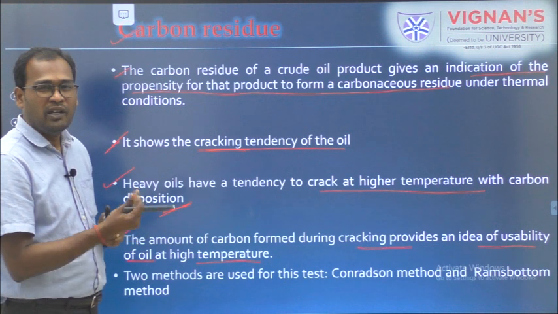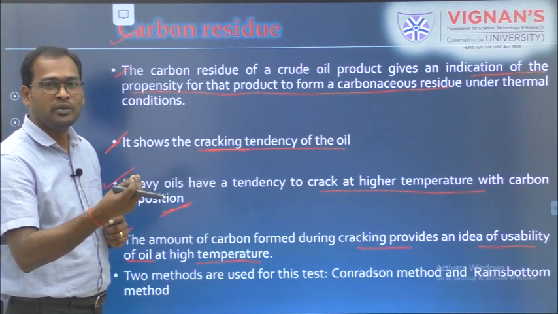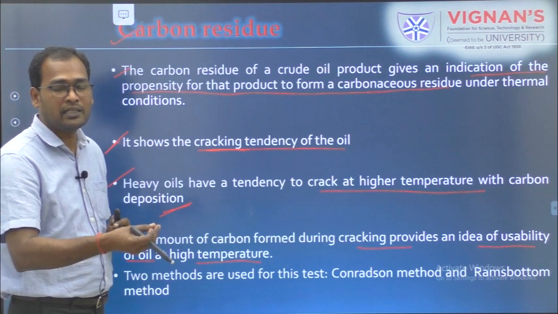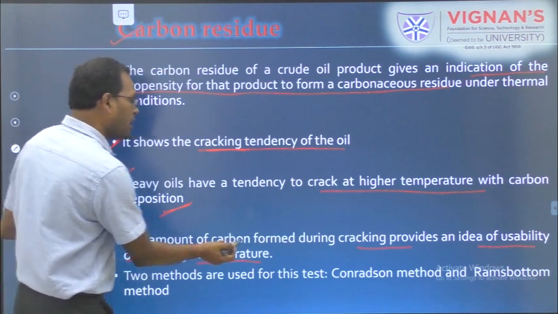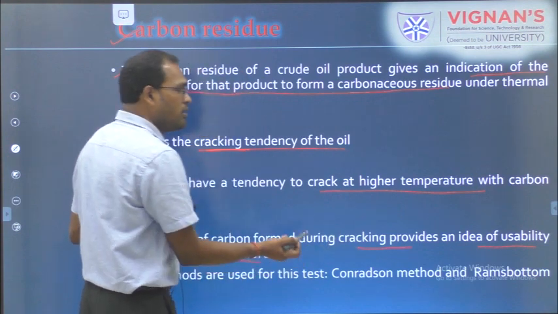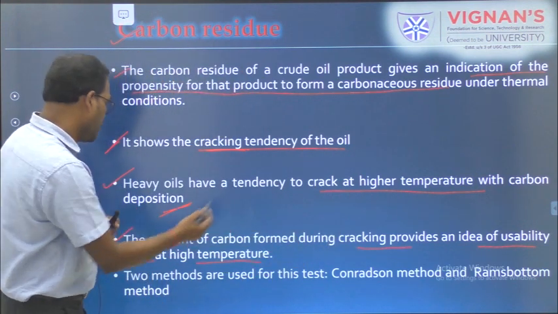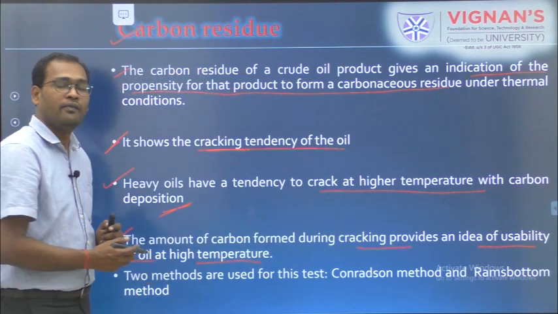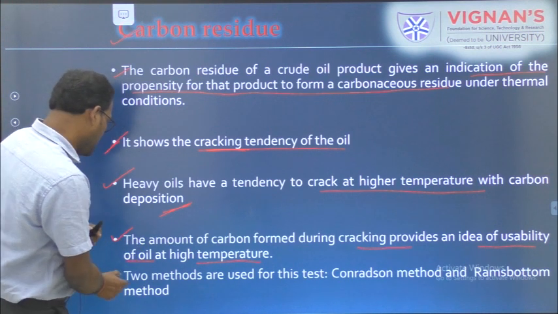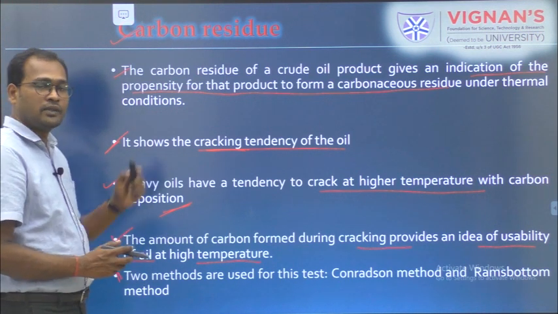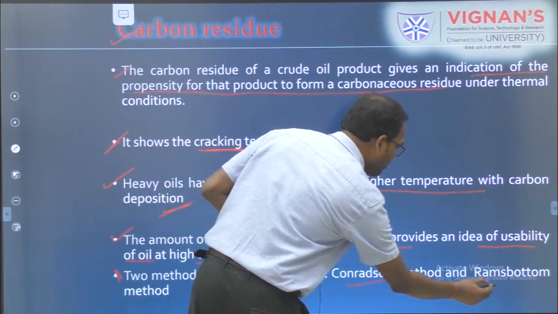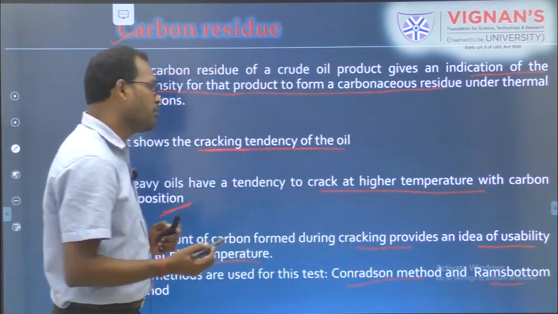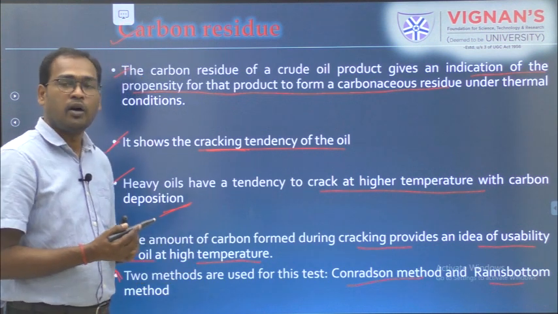If a material gives you fewer byproducts, that is always advantageous. So here also, if the amount of carbon produced after usage is very low, that means the oil will be very efficient. The amount of carbon formed during cracking provides an idea of the usability of oil at very high temperature. This carbon residue can be measured using two different methods: the Conradson method and the Ramsbottom method.